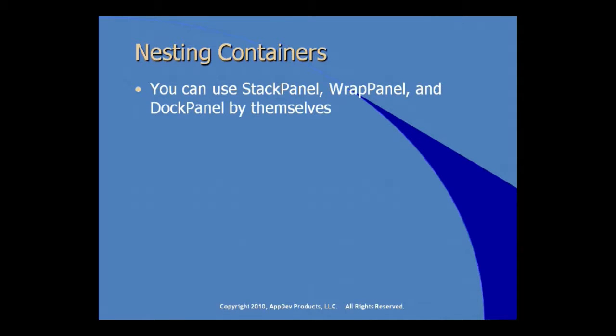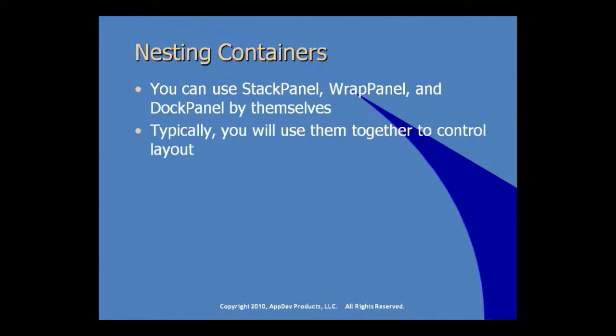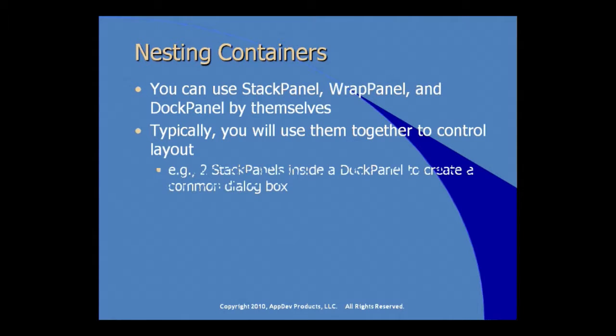The stack panel, wrap panel, and dock panel are simple containers you'll use when you create user interfaces. You can use them by themselves. So in other words, you'll have a window or a page that has just a stack panel or just a dock panel. But typically, you'll combine them and use them together to control your layout. So for example, you'd have 2 stack panels inside a dock panel to create a common dialog box. What do I mean by this? Let's go see.